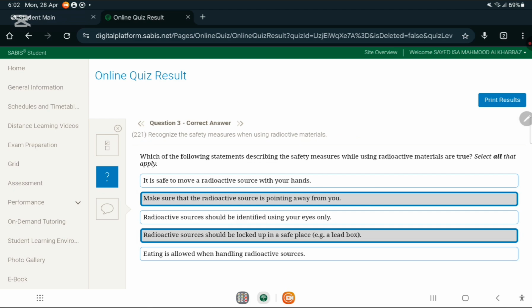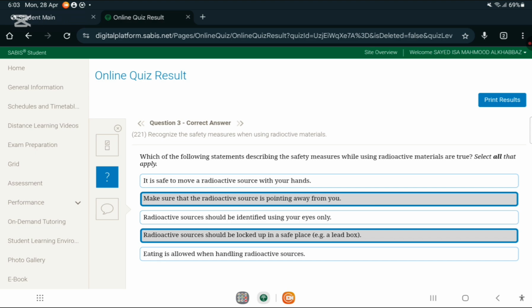Which of the following statements describing the safety measures while using radioactive materials are true? Make sure it's safe to move a radioactive source with your hands. Logically, if I hold uranium with my bare hands, I'm going to die, because it's going to decay, releasing radiation that will alter and mutate my DNA cells. That is wrong, no. Make sure that a radioactive source is pointing away from you. That is true, that is right.